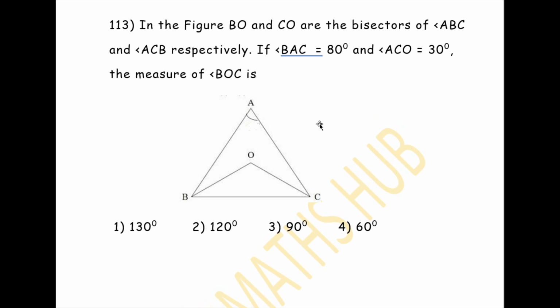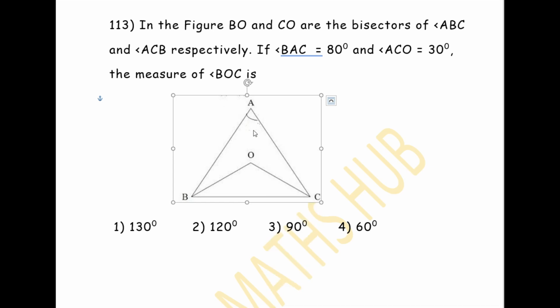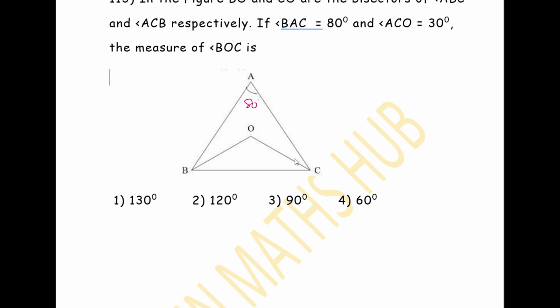Moving to question number 113. In the given figure, BO and CO are the bisectors of angle ABC and angle ACB respectively. If angle BAC is 80 degree, angle ACO is 30 degree. Now we need to find out angle BOC.